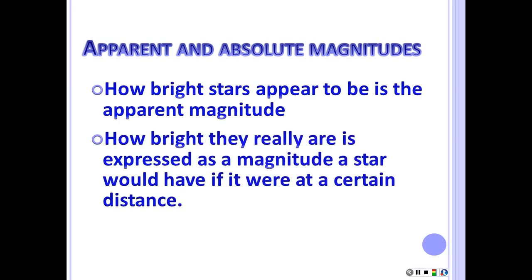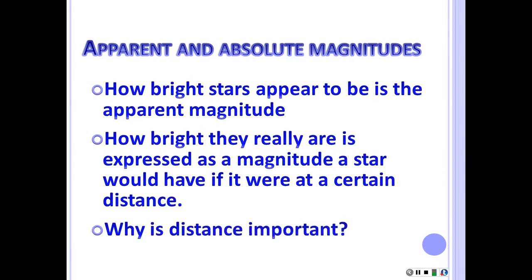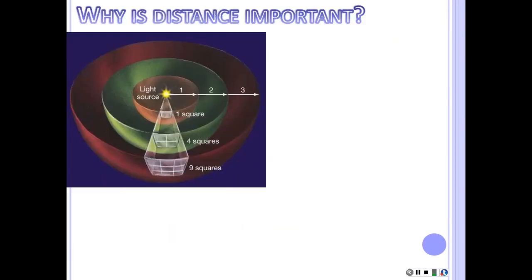What we want to be able to do is to have a way of using this magnitude scale to express how bright the star really is, and for that we need to know the distance. Why do we need to know the distance? Well, it's pretty clear that the further you are from a source, the fainter it gets.